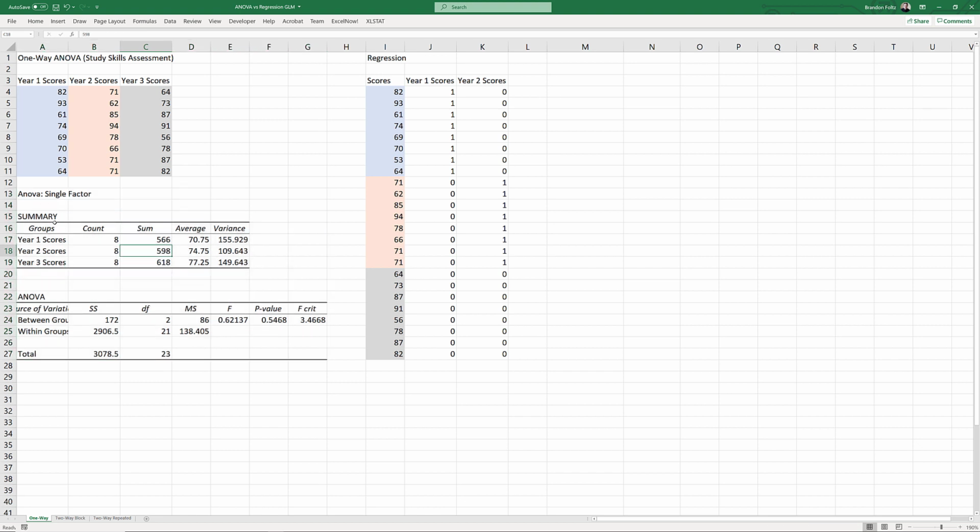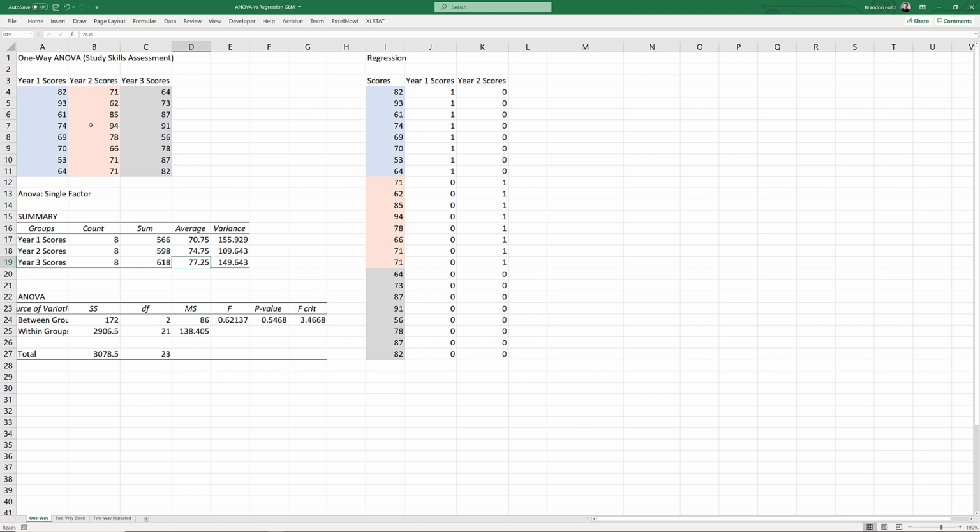So what do we have here? So first we have a summary of our 3 years. So the mean or the average for the students in year 1 was 70.75. For year 2, 74.75. In year 3, 77.25. That's basically the mean, well, it is the mean for each of the 3 columns. So look at our ANOVA table. We have an F value of 0.62137 with a P value of 0.5468. So our alpha was 0.05, our P value is 0.54. Therefore, we would fail to reject the null hypothesis.